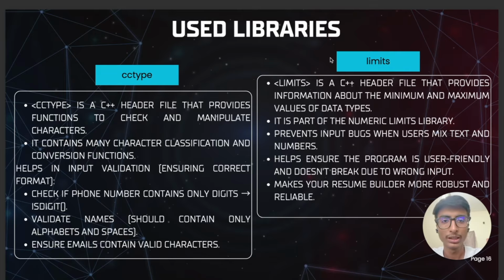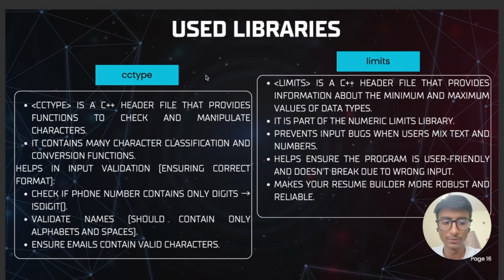Limits are used to manage input boundaries and prevent errors. It is part of the numeric limits library, and prevents input bugs when the user mixes text and numbers. It helps ensure the program is user friendly and doesn't break due to wrong input, and makes your resume builder more robust and reliable. So this is all about the libraries and concepts I used. I hope you get all the things which I am using in my code.